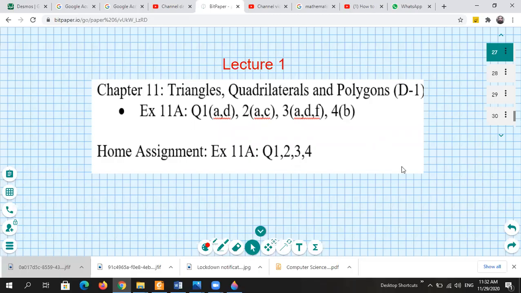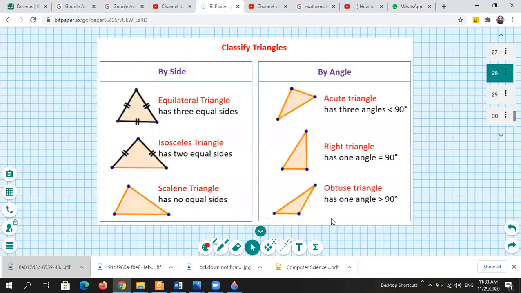Hello, students. This is the first lecture of a new chapter, chapter number 11 of your D-1 book, Triangles, Quadrilaterals, and Polygons. So, before going towards the exercise, we will go through some concepts regarding triangles. So, this is the classification of triangle by side and then by angle.